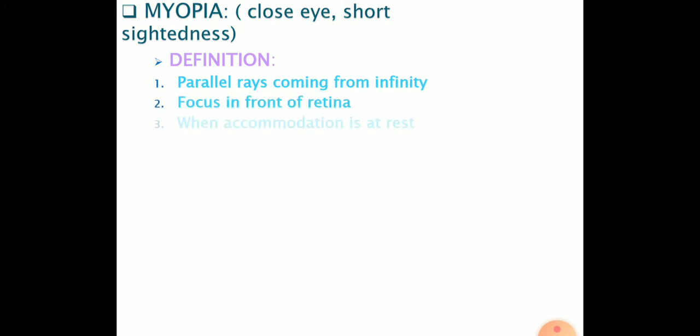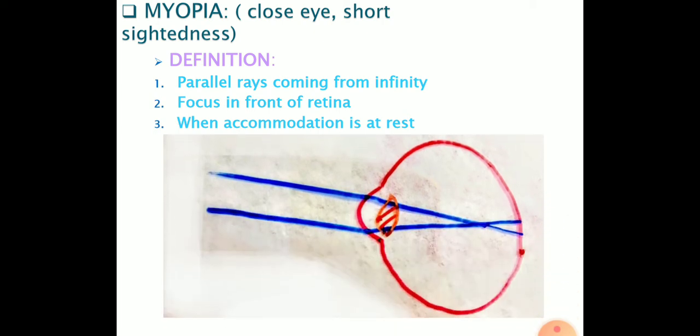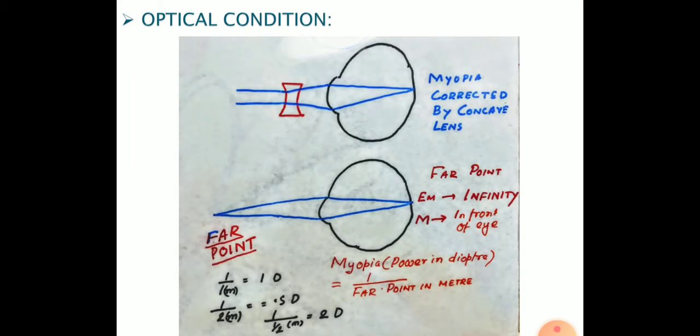My next topic is myopia, which is also called close eye or short sightedness. Definition: parallel rays coming from infinity focus in front of the retina when accommodation is at rest. This is the diagram of myopia. Optical condition: myopia is corrected by concave lens. Next one is far point. Far point is that point from where the incoming rays are focused on the light sensitive layer of the retina. In emmetropia it is infinity. In myopia it is in front of the eye.